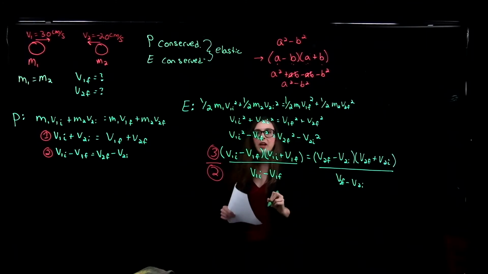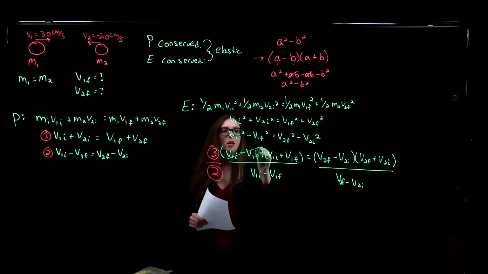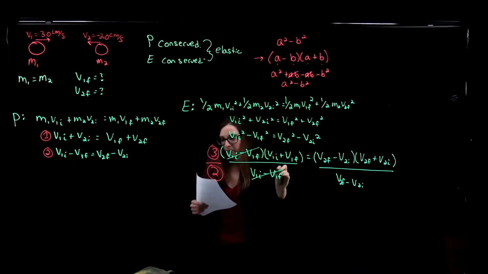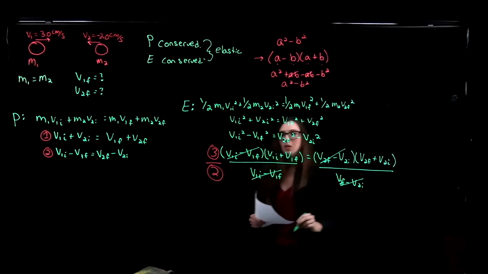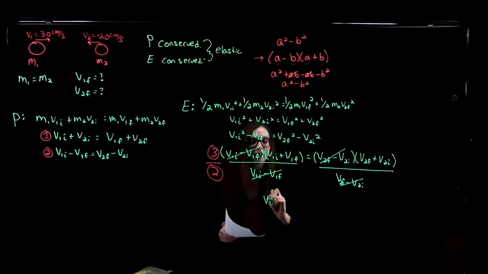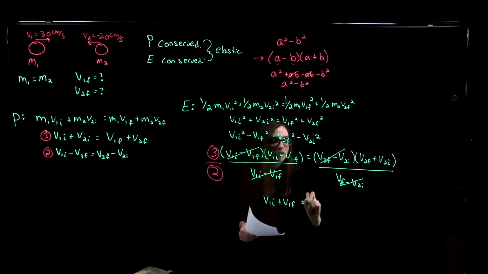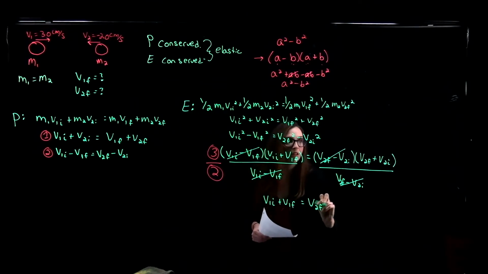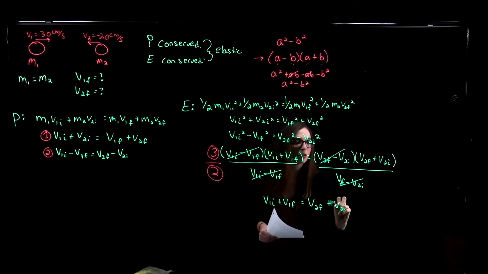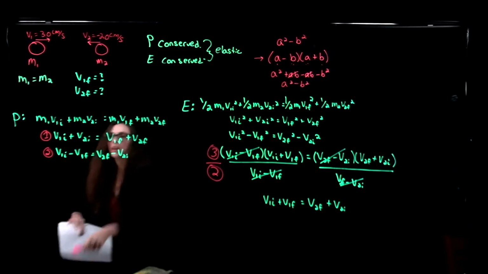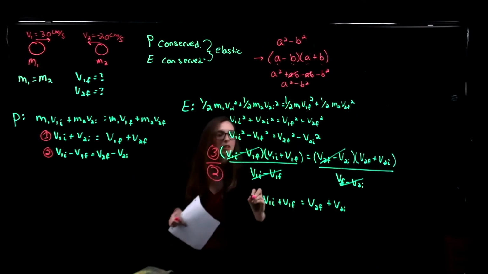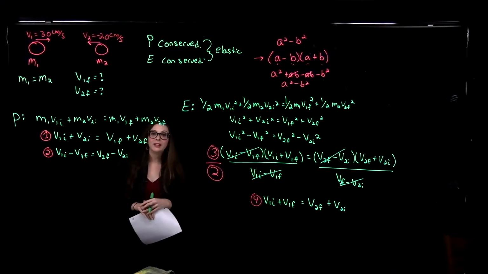Okay? So if I look here, this term is the same as this term. This term is the same as this term. So then I'm left with v1 initial plus v1 final equals v2 final plus v2 initial, okay? And that's another equation that I'm going to call equation 4. Okay, so why did I do that?